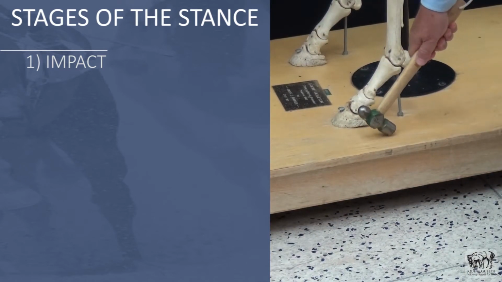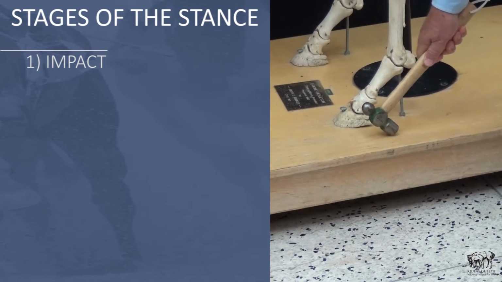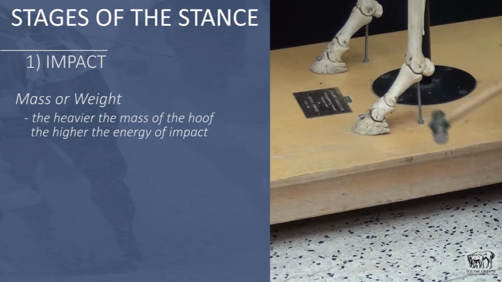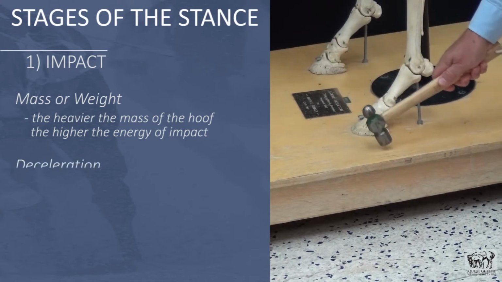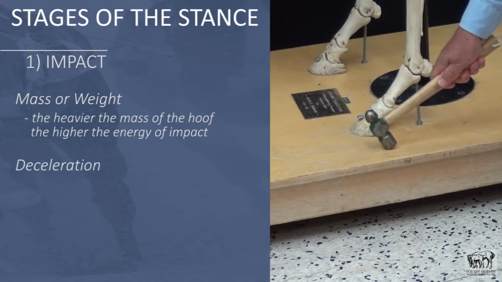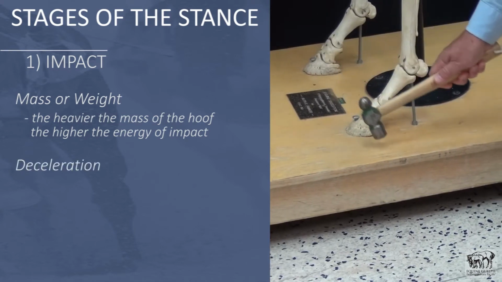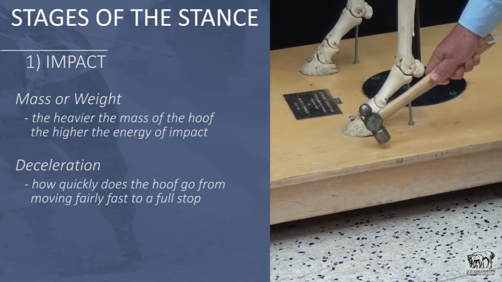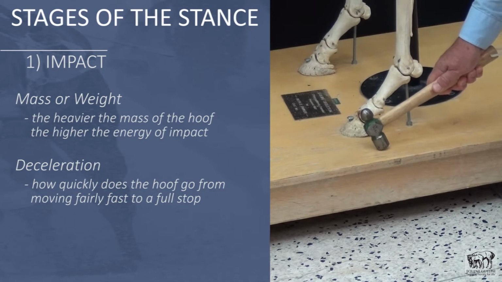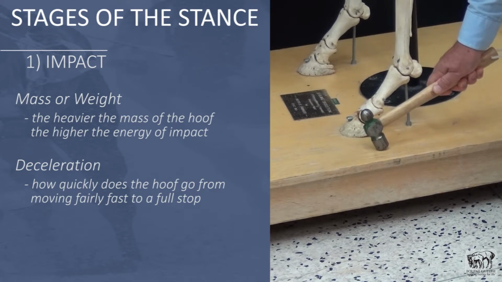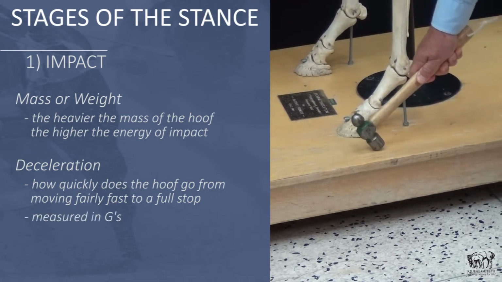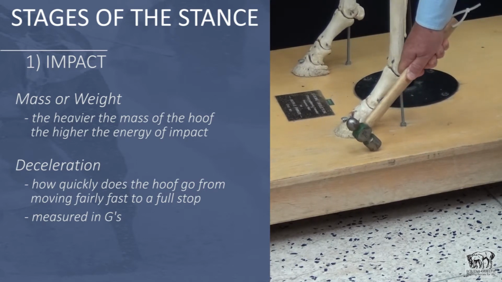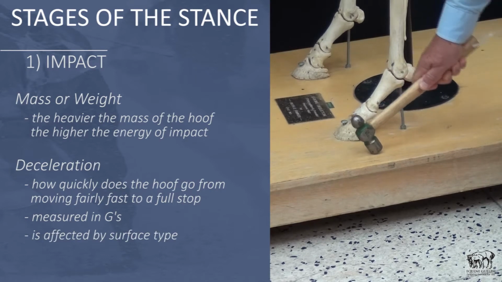There's two main concepts we need to talk about. The first is mass, basically what is the weight of the hoof. And the second is how quickly does it decelerate. And that means how quickly does it go from moving fairly fast into the ground to coming to a full stop. That's deceleration. We measure deceleration in terms of G, and that can be anywhere between 20 Gs to 400 Gs, depending on the surface.